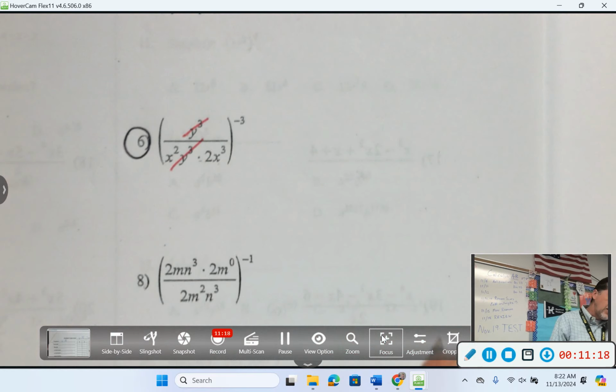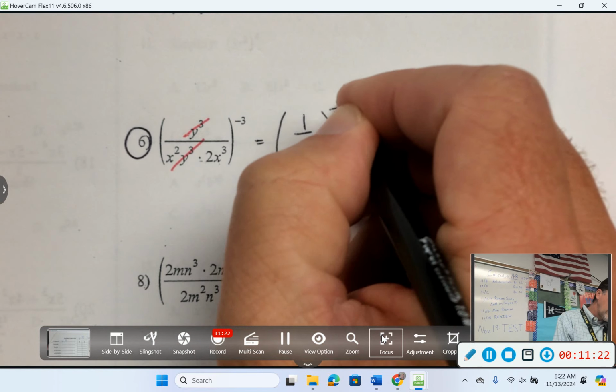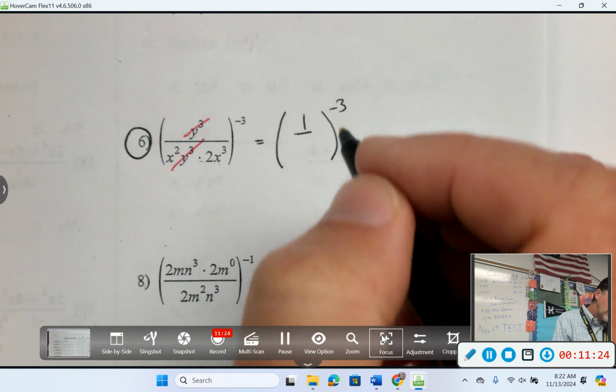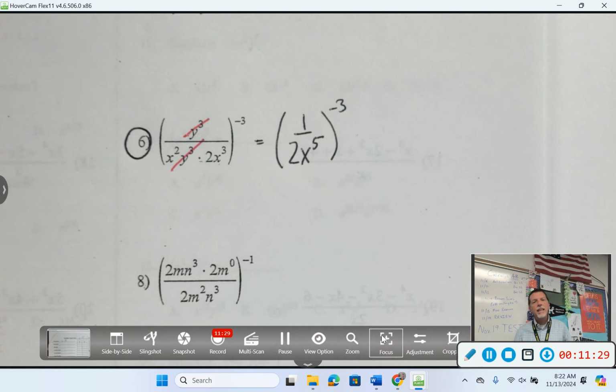So that's easy. So what does that leave? Ooh, that would just be 1 over 2x to the 5th. 1 over 2x to the 5th. Yes, because we'll combine those x's. We're in the negative 3.